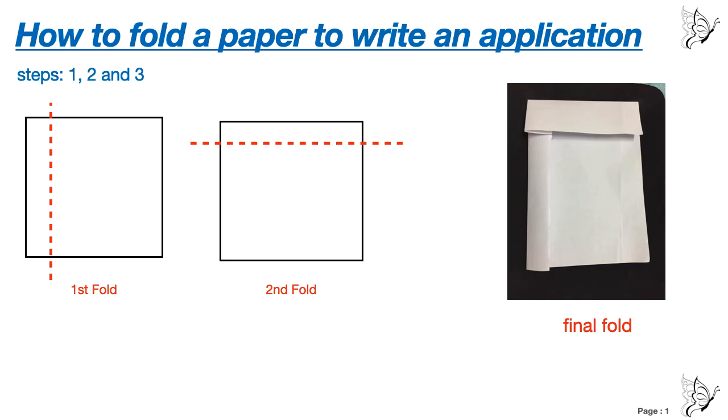Whenever you write a letter to your principal for leave or for any reason, whatever it may be, you have to use this format. This is the correct way to write an application using paper. Usually what you do, you simply take a piece of paper and then you write. This is not the correct way. You have to fold your paper in this way. See the first fold which side, second fold, and the final fold. You see the paper looks like this.